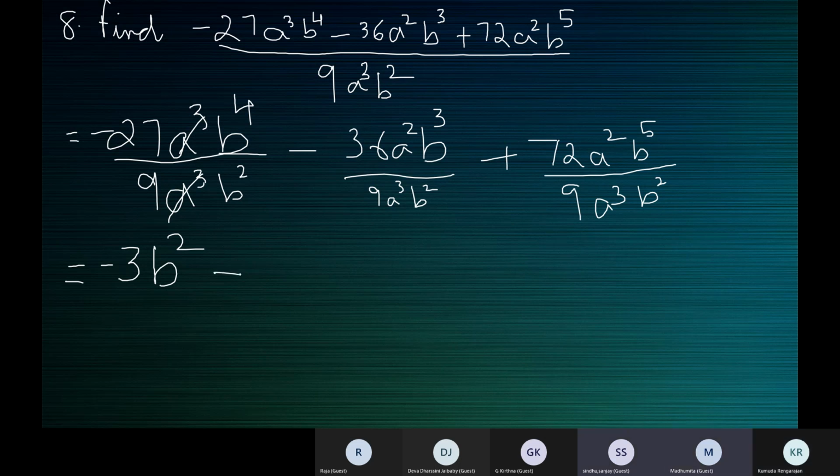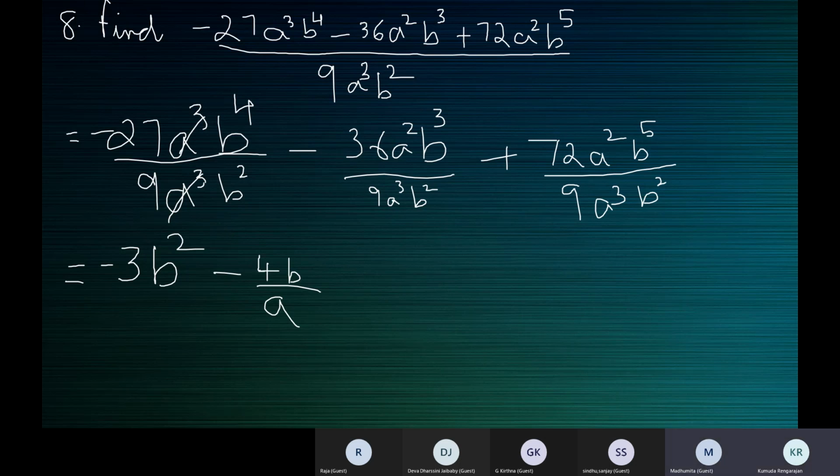Okay. Then minus 36 by 9 is 4. A square by a cube, what is it, children? Tell me. A to the power minus 1, ma'am. Okay, then b. Now 2 a's in the numerator and 2 a's in the denominator will get cancelled. 1 a will remain in the denominator. So can I write it as 4b by a? Will you agree with me, children? Yes, ma'am, because it is 4 into 1 by a into b.